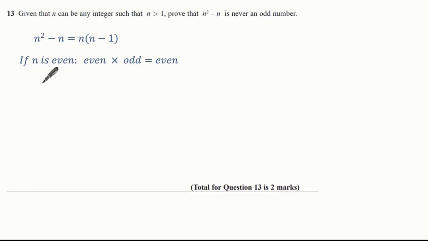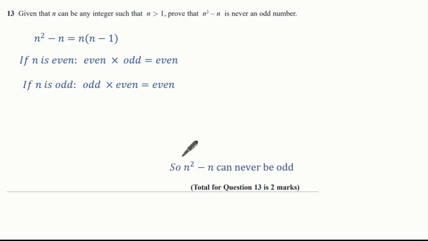Now let's have a look when n is odd. Well, when n is odd, it's fair to say this would be odd. An odd number subtract 1 will always be even. And that means we know any odd number multiplied by an even number is always even. So that means we know n squared minus n can never be odd.